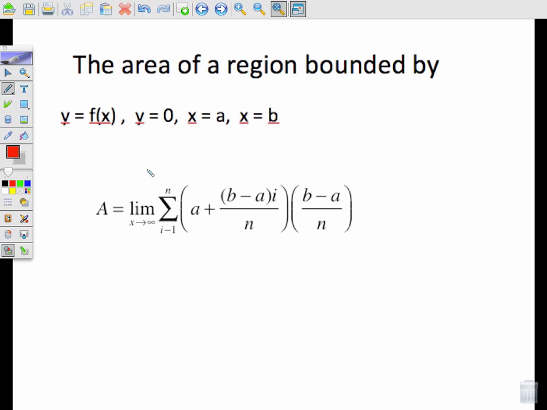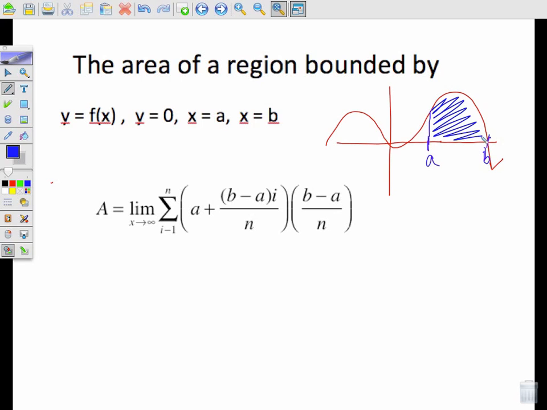The formula is for a function y equals f of x. It's going to be bounded by y equals 0, so above the axis, and x is in between a and b, whatever interval we're finding the area between. Just to give you an idea of what this would look like, if I have this curve here and I'm finding the area between this a value and this b value, then the area would be here.